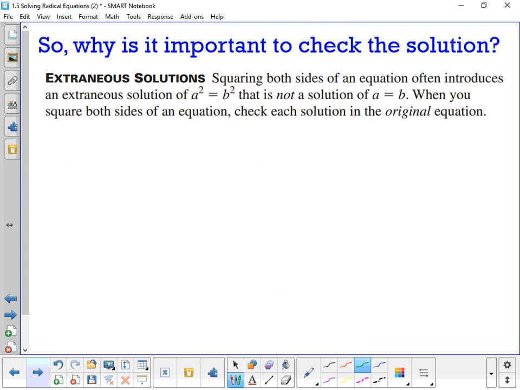So why in the world are we going to all the trouble of checking our solutions? Well, with radicals, we can end up with these fake solutions. They have a name. They're called extraneous solutions. Because we're squaring both sides of the equation and variables are involved, it just could be the case that we end up with some equation that is true, but it doesn't actually work in our original equation.